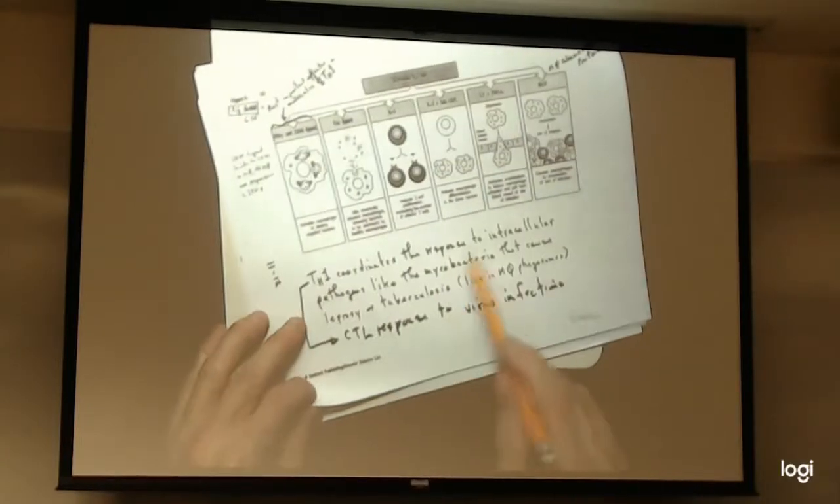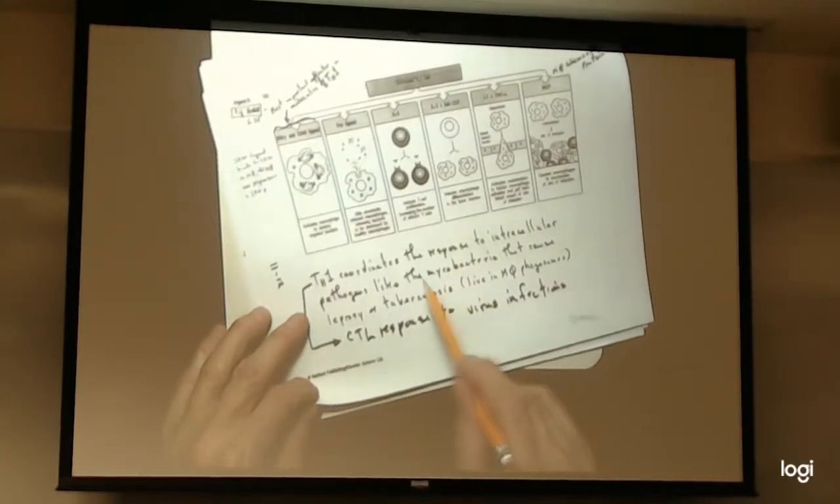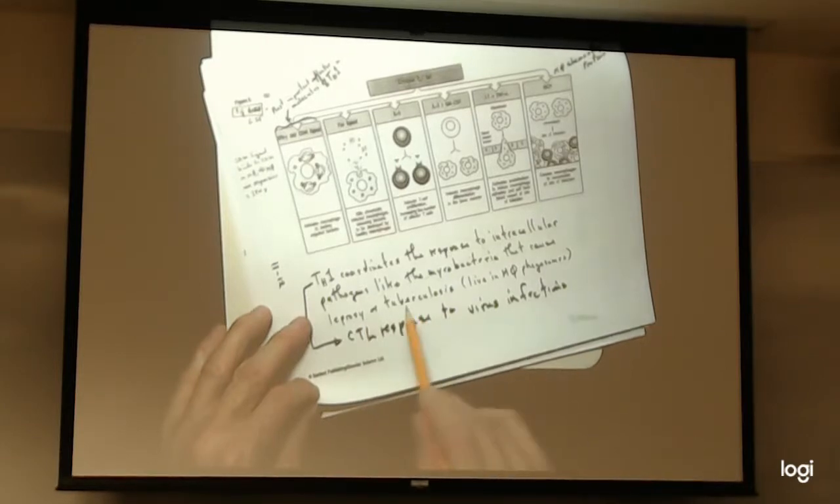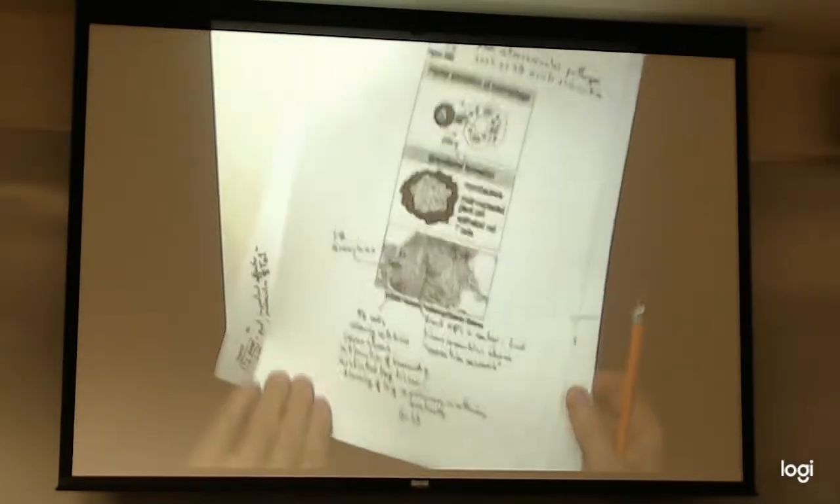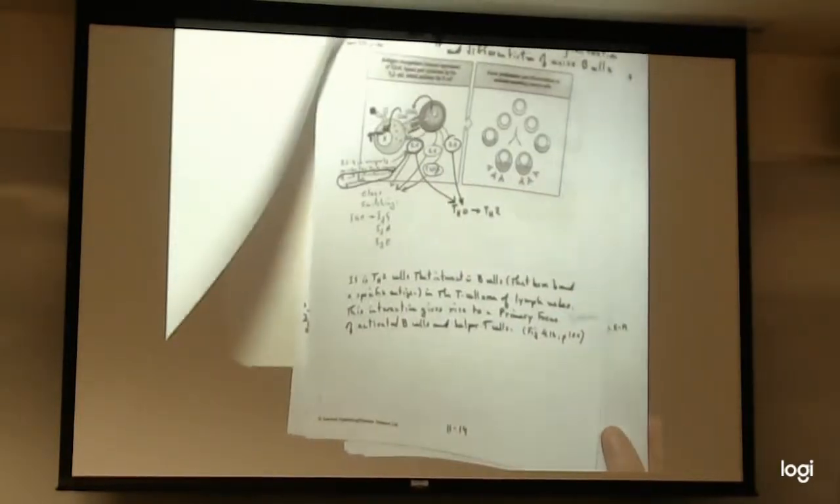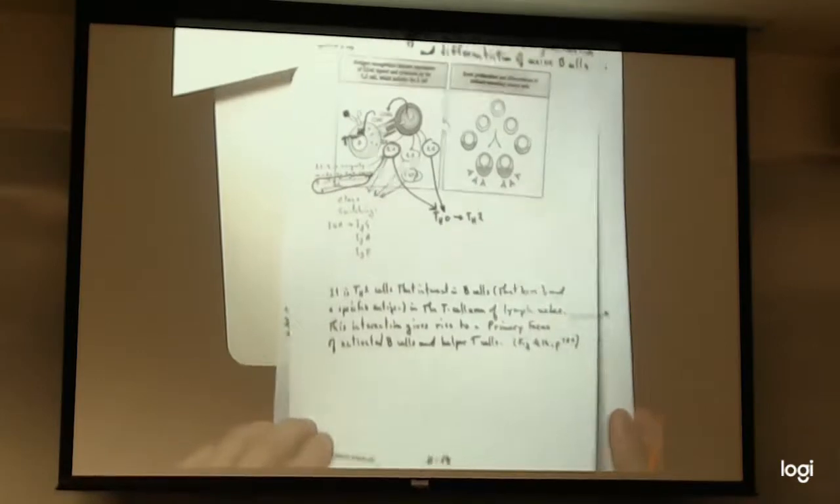cytokines, interferon gamma, for example, that will turn on a mechanism to kill the bacteria that are living inside. T helper 1, so this responds to mycobacteria, which are leprosy or tuberculosis. Also, they help killer T cells respond to virus infection. Don't worry about page 1113. Don't worry about page 1114.